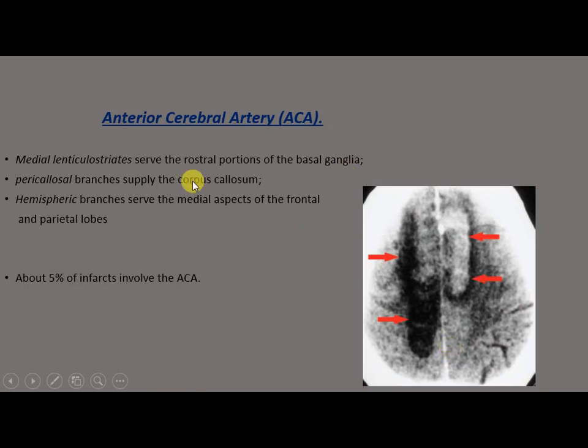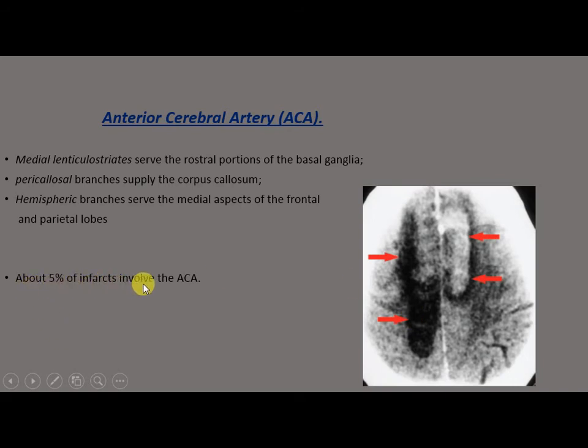Another branch of the internal carotid artery is the anterior cerebral artery. It supplies the medial lenticulostriate branches, which serve the rostral portion of the basal ganglia, and also has a branch, the pericallosal branches, which supply the corpus callosum, and hemispheric branches serve the medial aspect of the frontal and parietal lobes. This is an example of anterior cerebral artery infarction. This is hemorrhagic transformation, and this was the area of infarction.